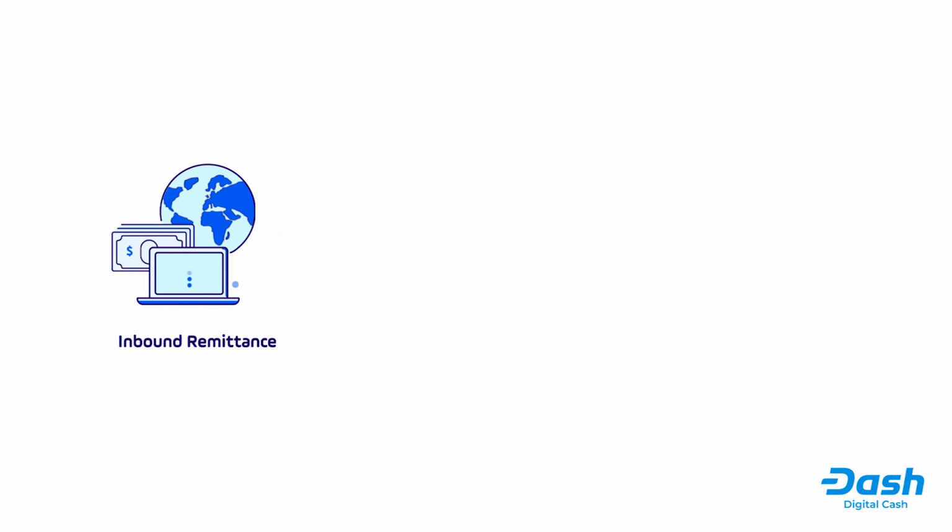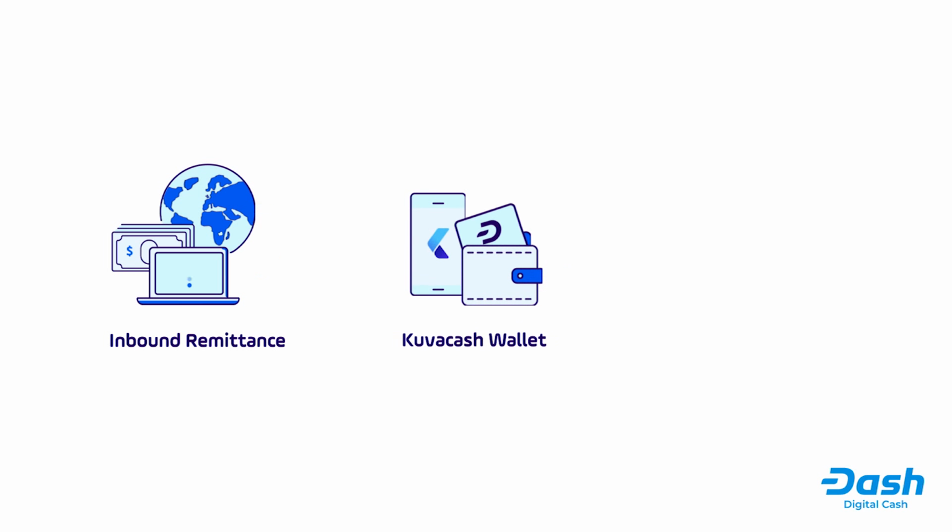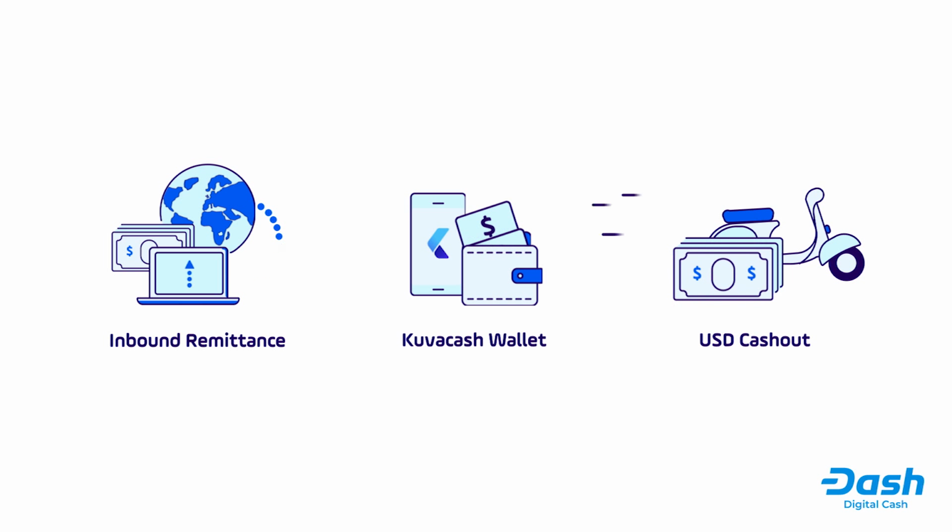We aim to pilot Kuvacash with real users on the ground in Zimbabwe this coming September, offering three key services to start. One, cheap and fast inbound remittances to charge the ecosystem with Dash. Two, the Kuvacash wallet, which supports multiple modes of peer-to-peer payments, as well as instant transfers between Dash and USD. And three, local USD cash out, enabling users to book physical USD directly from their Kuvacash wallet.